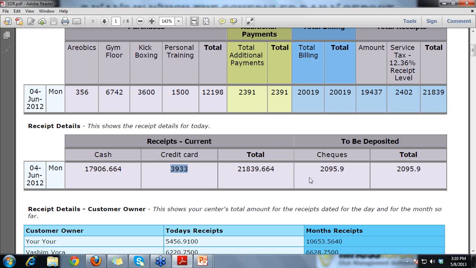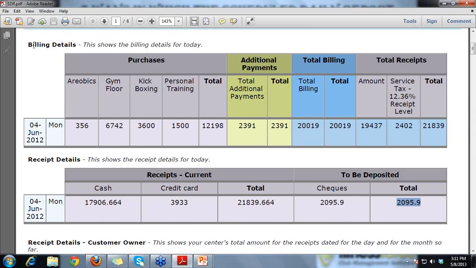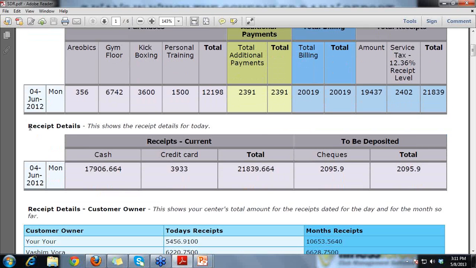Along with that, it also shows how many checks were supposed to be deposited on that day. So this shows the amount of each check, and finally it shows the total amount of checks to be deposited on that day. So this particularly shows how many checks are to be deposited with each check amount and the total amount to be deposited that day. So the sales information gives you the billing details, what the bills for the day are, and it also bifurcates the receipt details of the day.